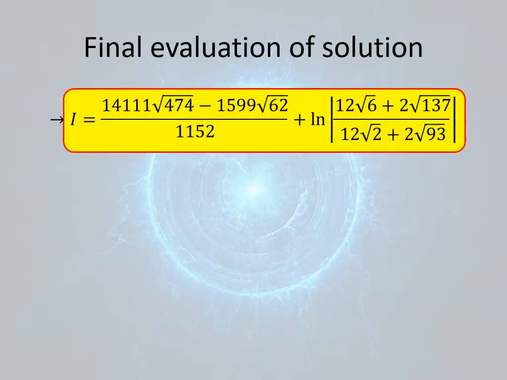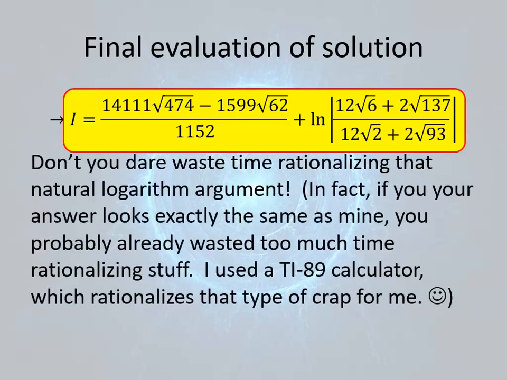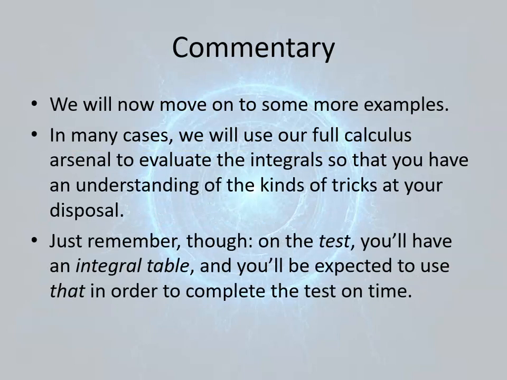Now, here's the thing. If you did this, you might not have gotten something that looked like this. But if you were to plug it into your calculator and multiply by 1.0 to make sure you get a decimal, you would get the same result that I got. Don't waste too much time trying to simplify things, rationalizing denominators or rationalizing natural logarithms or anything like that. As soon as you get it to something that can be evaluated, leave it. In fact, even in my case, I just used my TI-89 calculator, which rationalizes this kind of stuff for me. Okay. So that's how you can use an integral table, if you haven't used an integral table before.